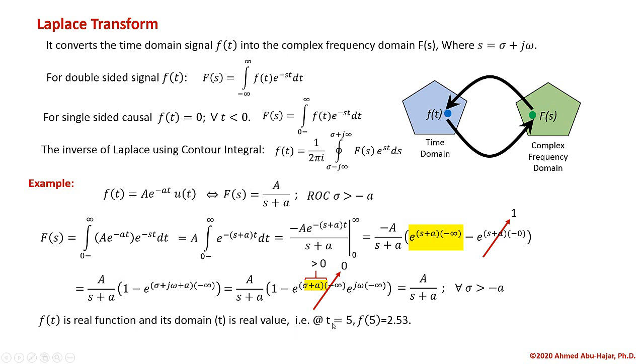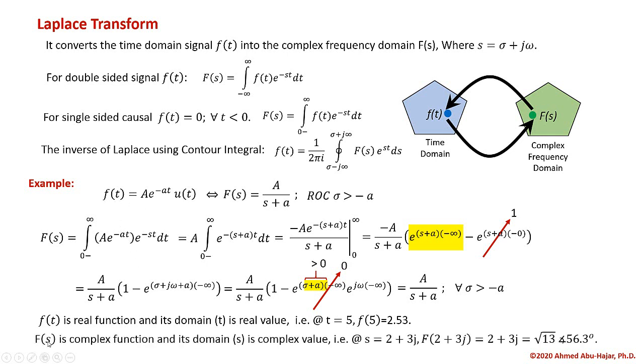So here we say that at t equal 5, for example, f at 5 will equal to some real value. So you start with a real function, but f of s is a complex function. You end up with a complex function. So its domain s, the complex frequency, is a complex value. So for example, you're going to say that s will equal 2 plus 3j. J here is the square root of negative 1. It's the same as i in mathematics.